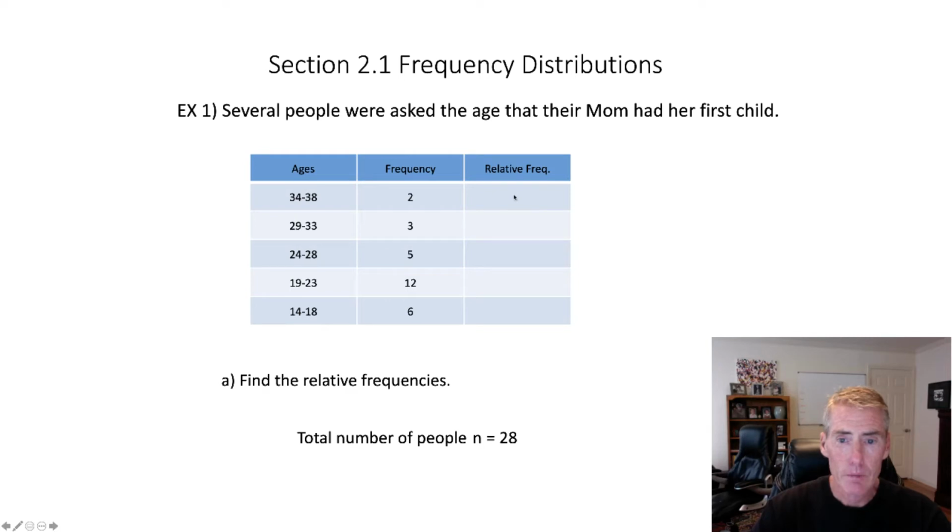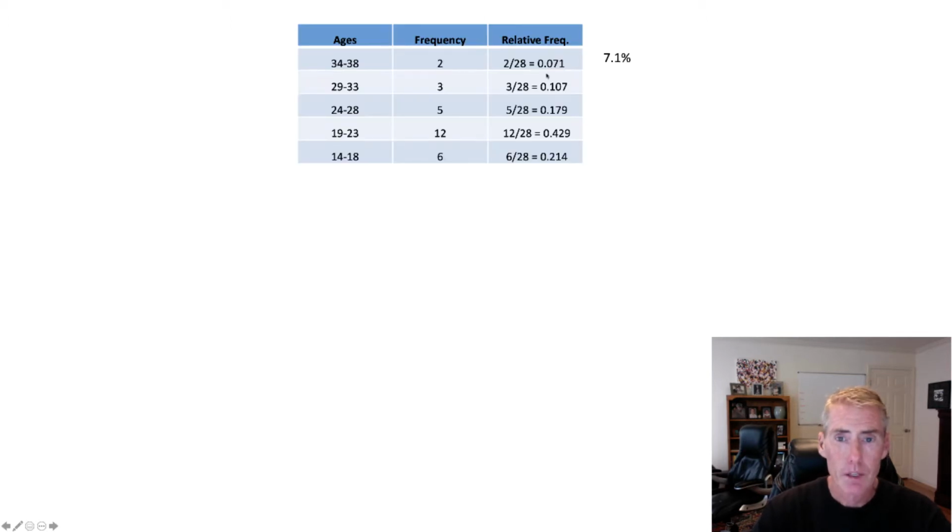And then over here in this column, what I'll do is divide 2 divided by 28, 3 divided by 28, etc. So there they are as fractions. And then you could just put that in a calculator and find the decimals. Now on the MyStatLab homework, they may ask for the decimals. So here we go with the decimals, or they may ask for the percent. So for percent, just multiply by 100. That will move the decimal to the right by 2, meaning that the first one is 7.1%, 10.7, 17.9, 42.9, and 21.4. So there's the relative frequencies, both as a decimal and then as a percent.